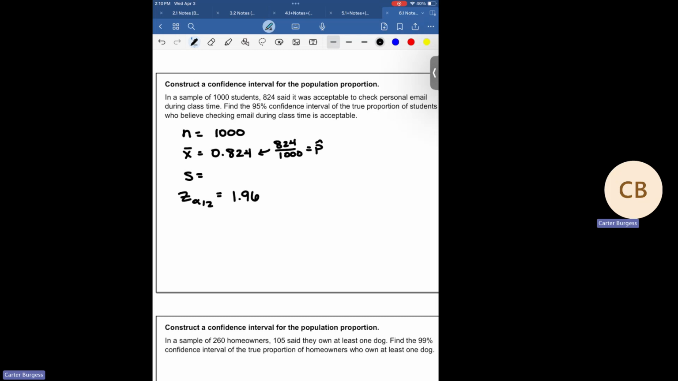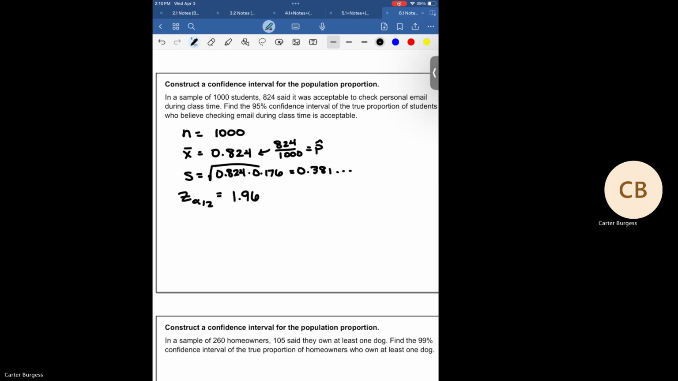All right, same thing as p hat. And then how do I calculate s? Times q, so 0.824 times 0.176. Just like 0.381, blah, blah, blah. Sure.